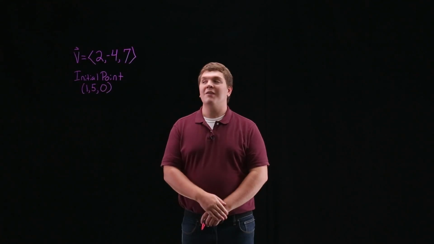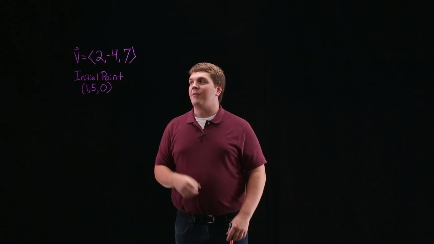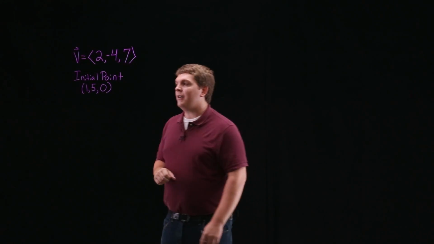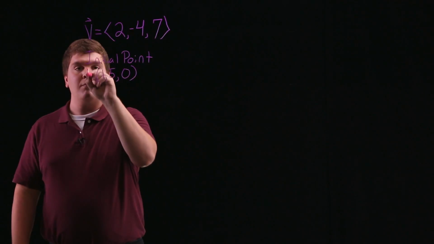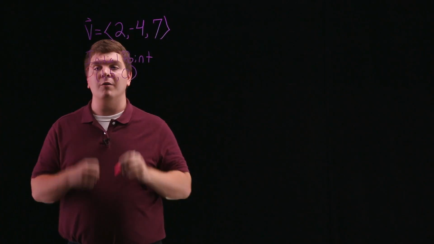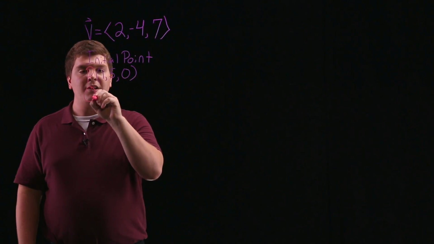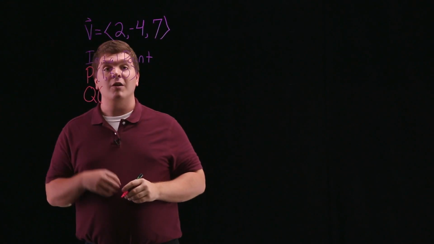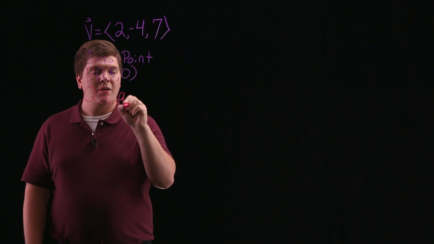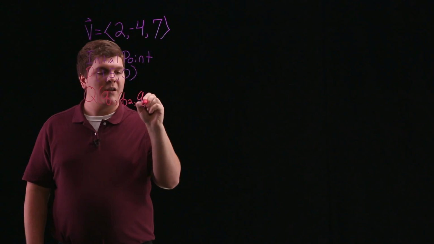Hi, I'm Gabe. For this problem, we're given an initial point and a vector v, and we're asked to find the terminal point. So let's begin by calling our initial point P, and we'll also think about our terminal point. So let's call our terminal point Q, and we'll give our terminal point some coordinates. Let's say Q1, Q2, and Q3.